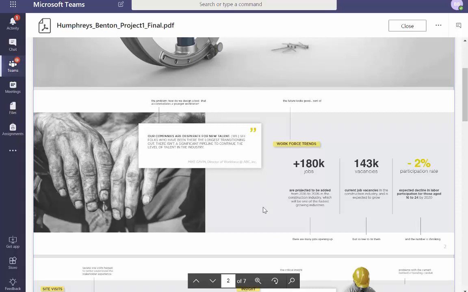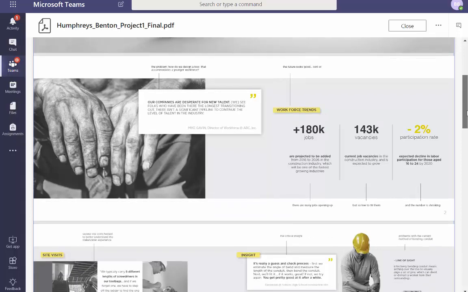Try to be consistent. Workforce trends. 180K more jobs. That many more vaccines. -2 participation rate. I really don't know what you're fixing right now. Companies are desperate for new talent. What type of companies?